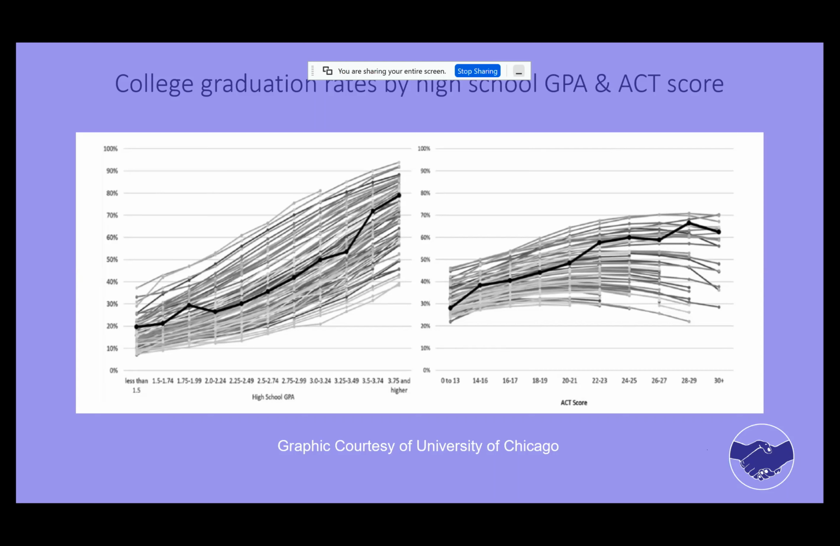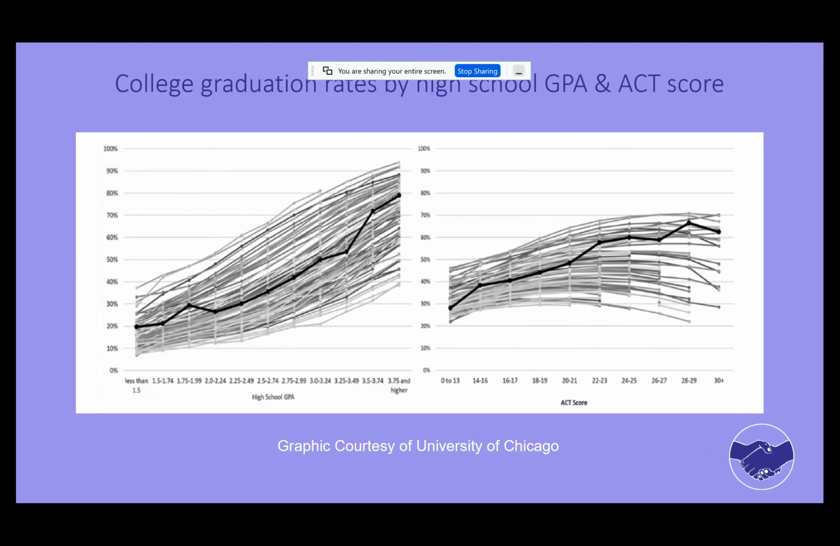But the University of Chicago, just last year in 2020, conducted research on 40 public schools within the Chicago system, and they measured high school GPA against ACT score and which metric more contributed to a student's success in college and their graduation rates. And it's actually found that high school GPA contributed more than ACT scores.